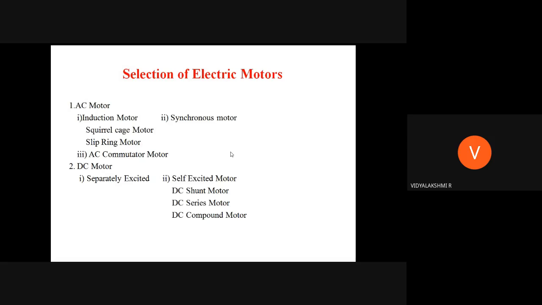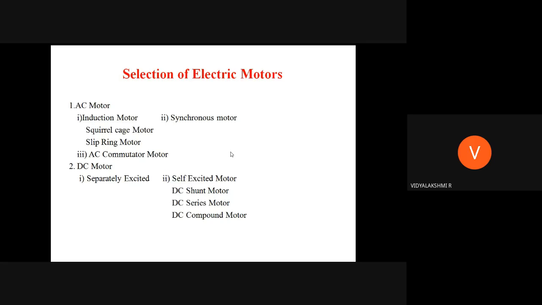Why I'm going with the selection of electrical motor means every time we have to talk about the speed torque characteristics, because it depends on the type of motor. So it is influenced by the speed torque characteristics, and it is always matched with the load speed torque characteristics. In order to find the speed torque characteristics, and at which speed we can choose the motors, you have to move with the selection of motor.